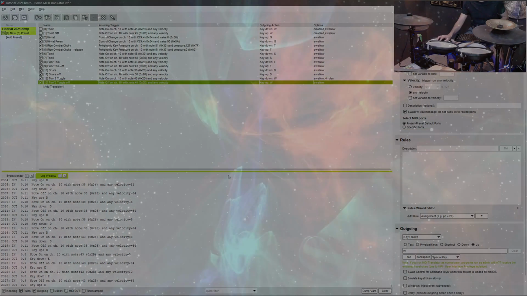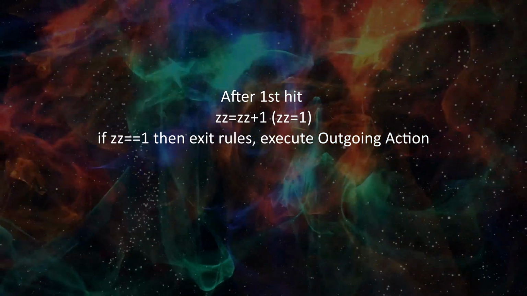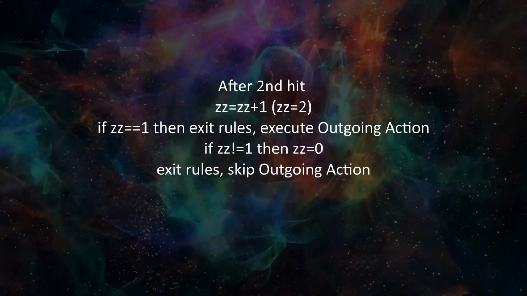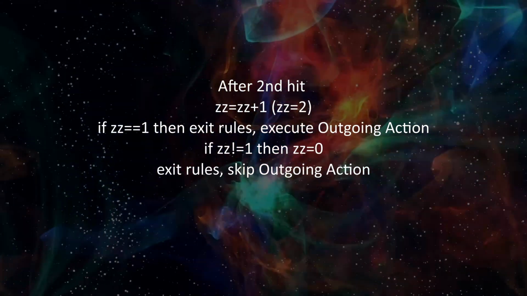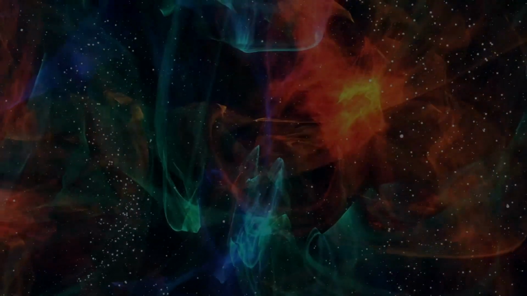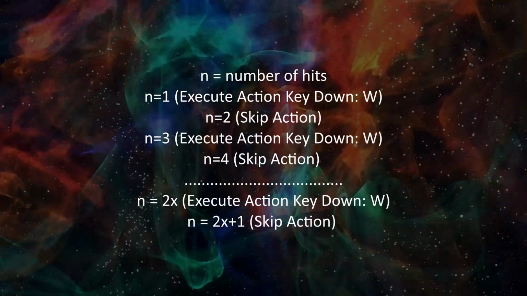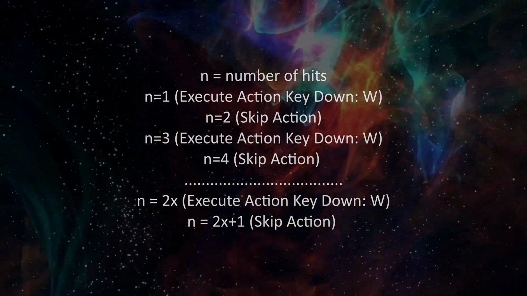What's happening here is that the variable ZZ will equal 1 on the first hit, so the button will be pressed. But on the following hit, it will not equal 1, so then the value of ZZ will reset to 0 and the action will be skipped. That means that W will be triggered every other time. This might seem a little bit complicated, but it will make more sense in a second.